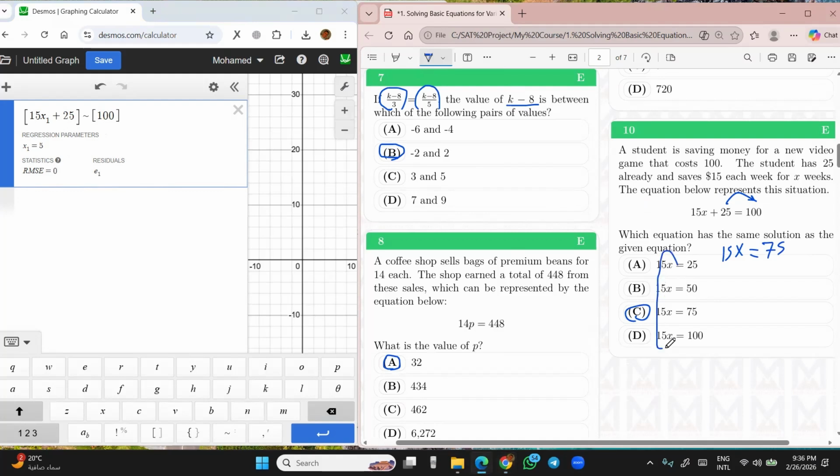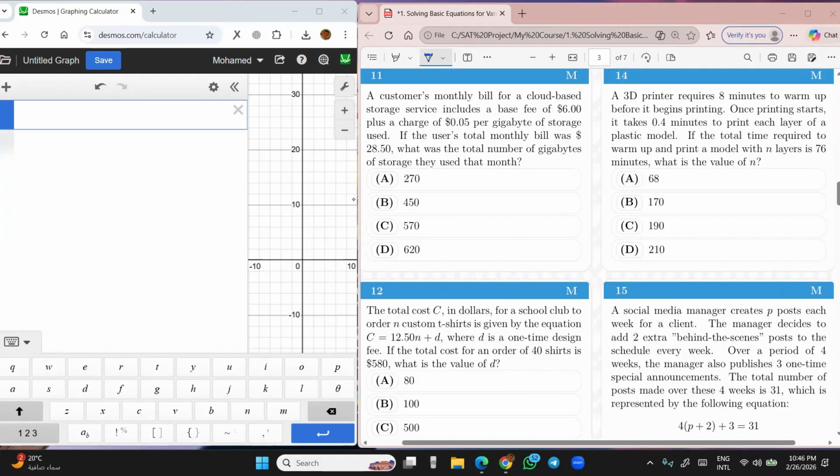As the given equation talks about 15x, you can just write 15x, but of course here write 15x1, because that function does not know the meaning of x. It knows everything about x1, but nothing about x. 75 is the answer, or the result of 15x, which makes letter C the correct option.